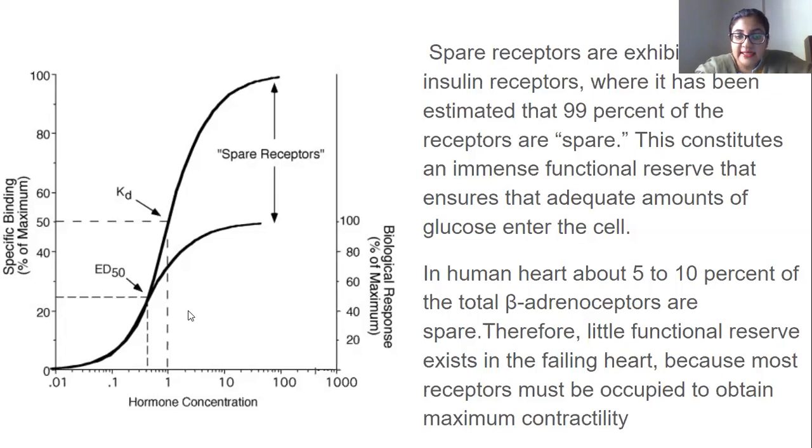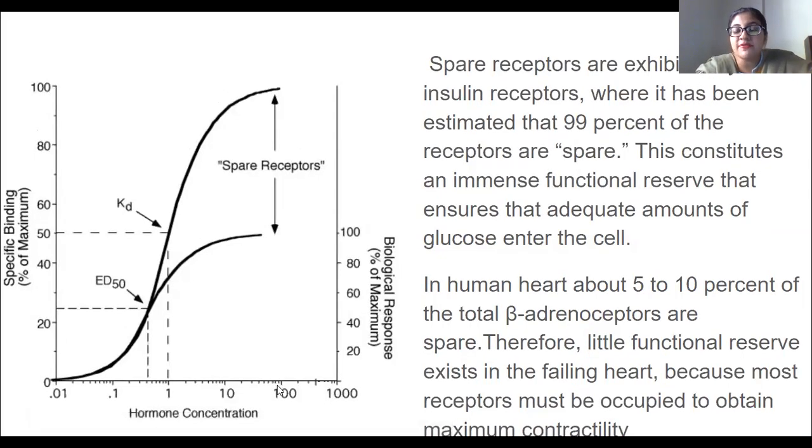Now, how exactly would this happen? A huge amount of glucose intake would happen because of the spare receptors that I have, the extra receptors in my body which were not used in normal body functions.